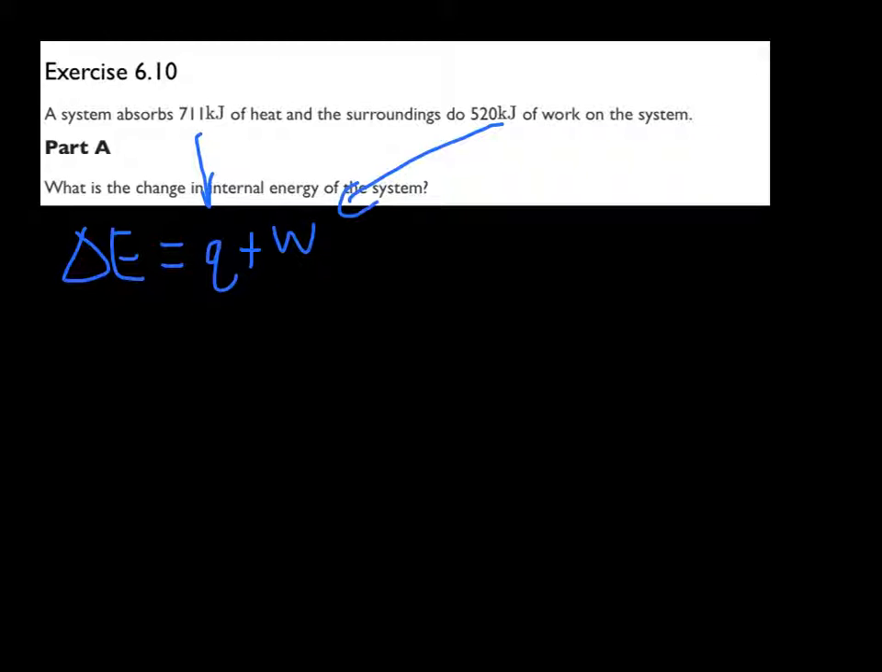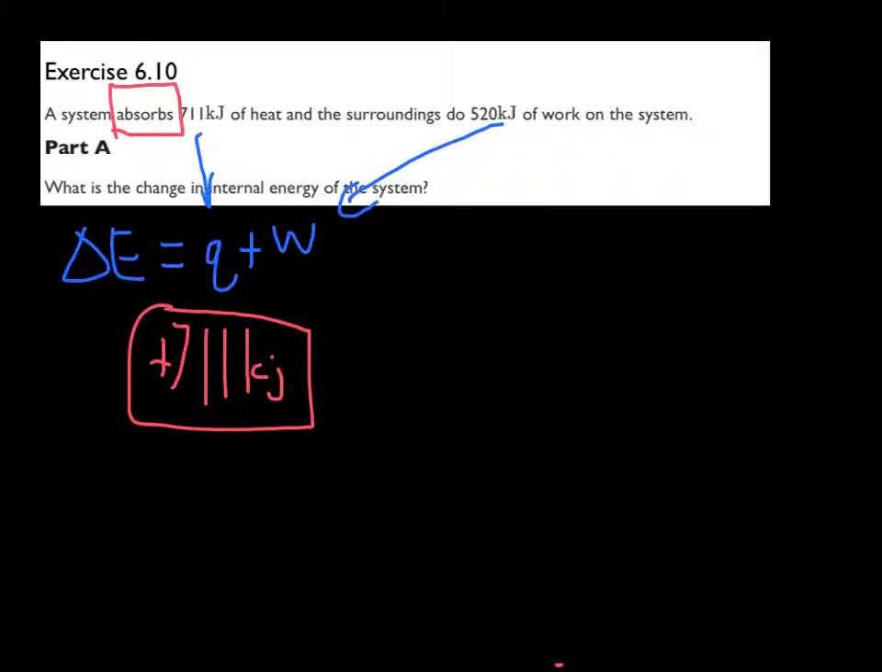So are those values going to be positive or negative? It's easy to find out. A system absorbs, right there, absorbs, means it's gaining it. So that means 711 will stay positive in this calculation. Plus the work. Now, is this work going to be positive or negative? Let's see. The surroundings do 520 kilojoules of work on the system. That means the system isn't doing the work. The surroundings are doing work to the system. So if you look at that chart, it's going to be positive as well.